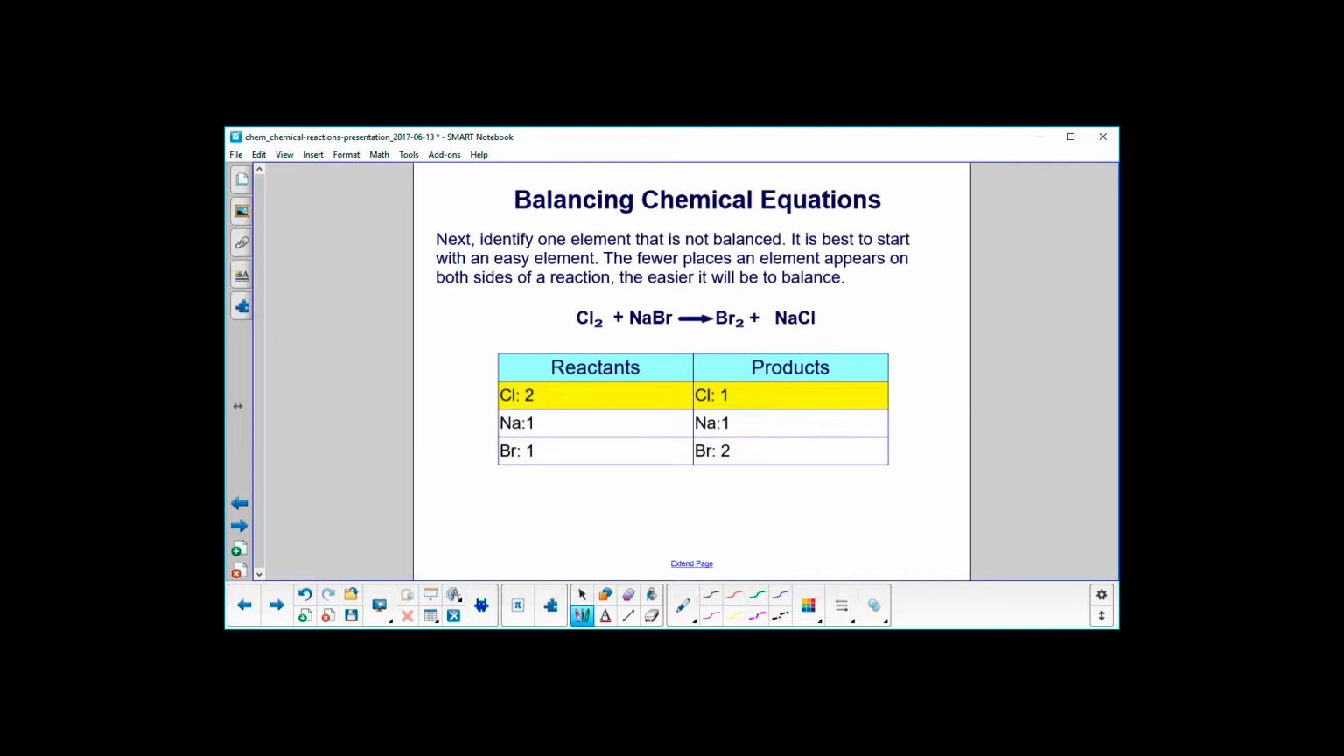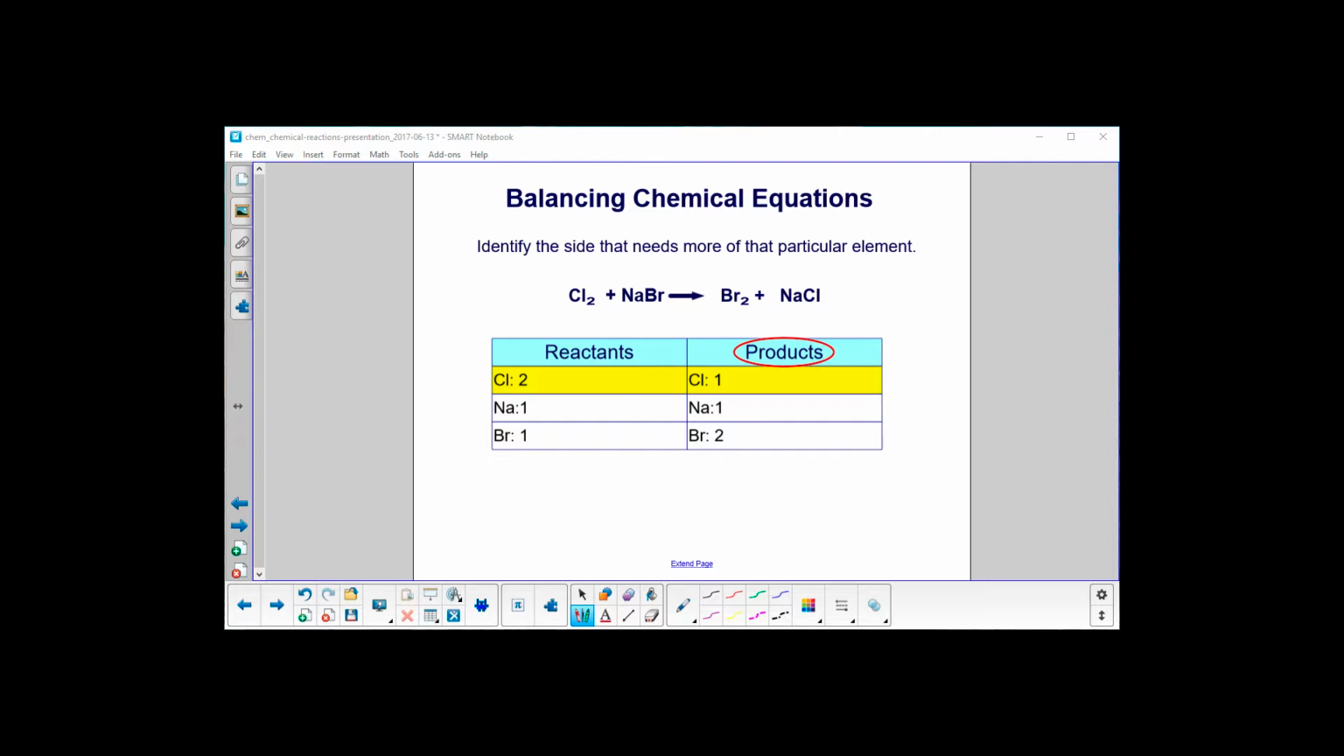By easy element, we mean the fewer places the element appears on both sides of a reaction, the easier it will be to balance. So let's look at this. Why are we choosing chlorine? Well, chlorine's here in one place, chlorine's over here. Sodium is over there next to bromine, and it's also next to chlorine. Bromine is next to sodium, and then it's by itself. So it's kind of a flip on this one, but we're going to choose chlorine. It's on the top. So we highlight it there, and then we move on to the next page.